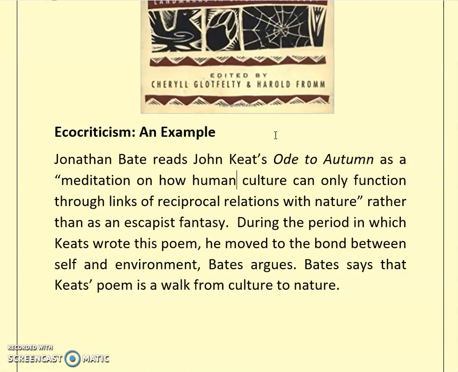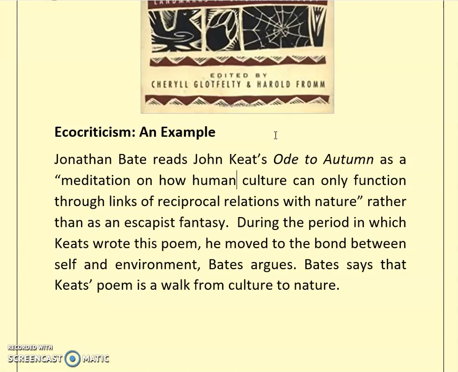So, Jonathan Bate, the famous eco-critic, reads John Keats' poem Ode to Autumn as a meditation. Meditation on what? Meditation on how human culture can only function through a reciprocal relationship with nature. Reciprocal means to and fro, from one direction to another, from human culture to nature, and nature to culture. So, human culture can exist only by give and take between nature and culture. So, this observation was made by Jonathan Bate about John Keats' Ode to Autumn, rather than as an escapist fantasy.